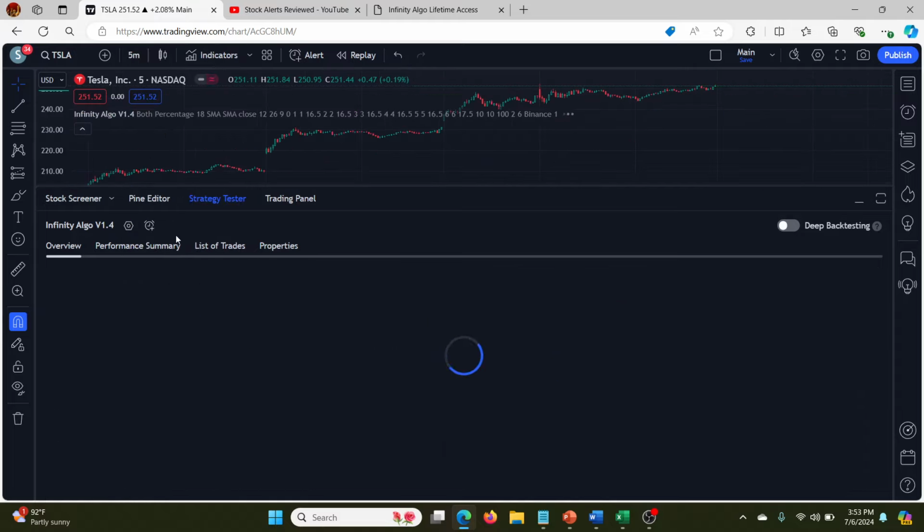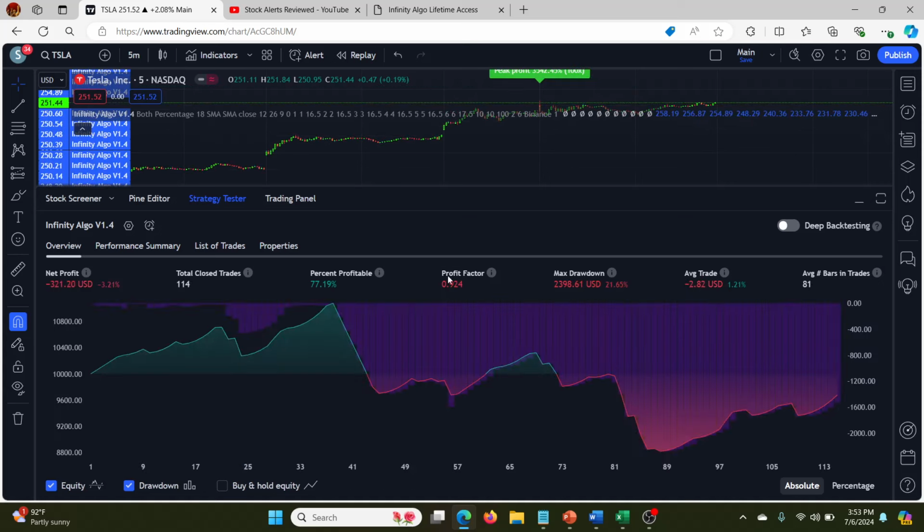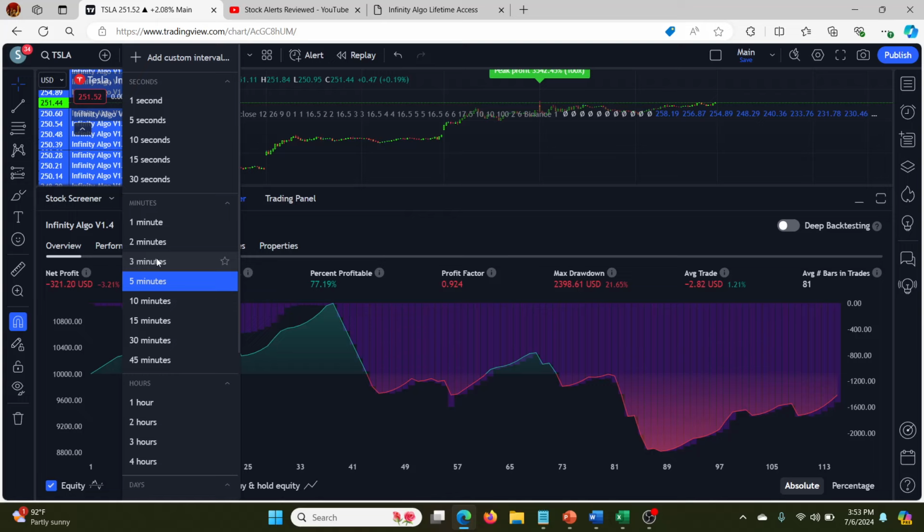Let's see on the shorter time frames what this is like. So this is where it starts to fall apart. We're almost break even, nearly a profit factor of 1 on the 5 minute, so not particularly good. Let's look at the 3.